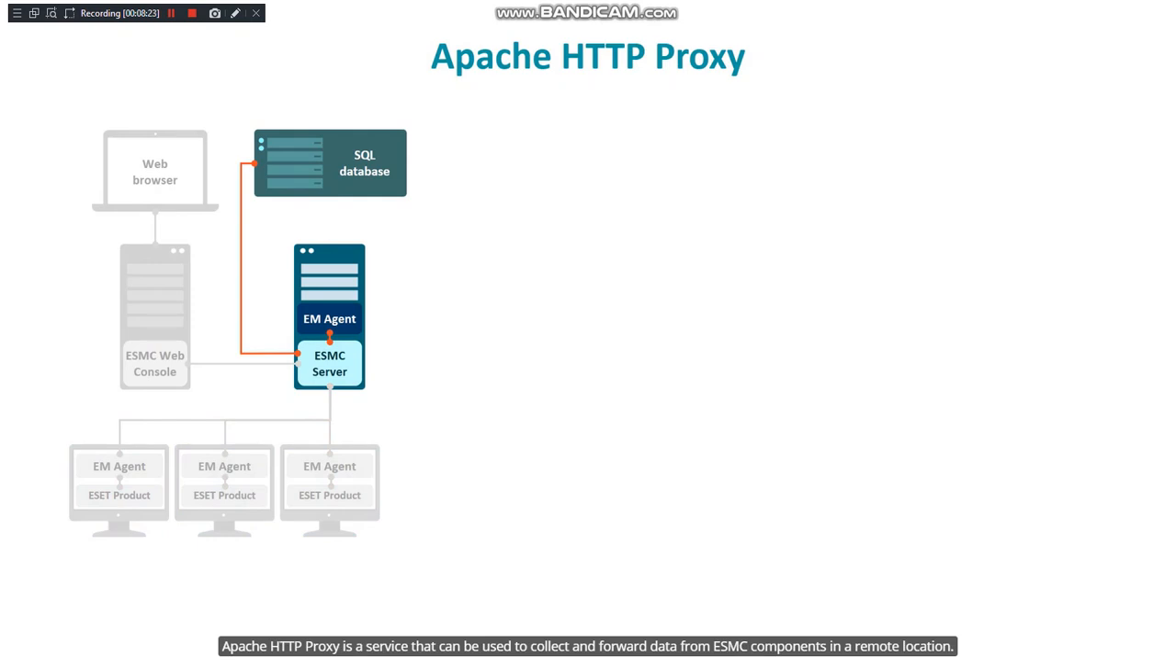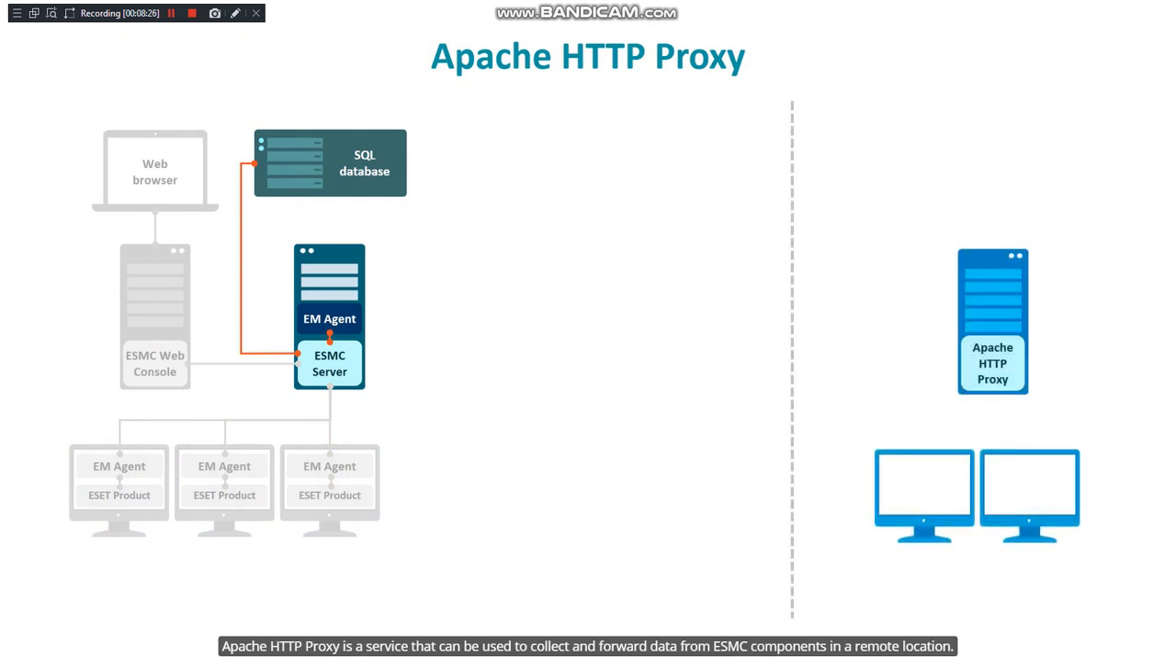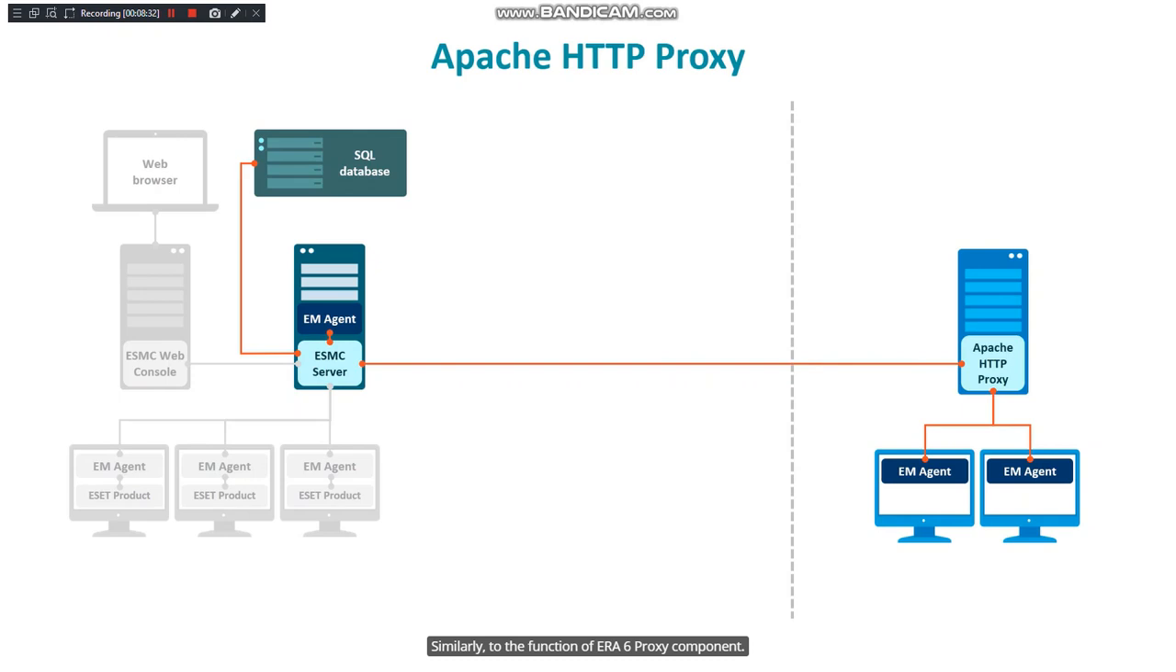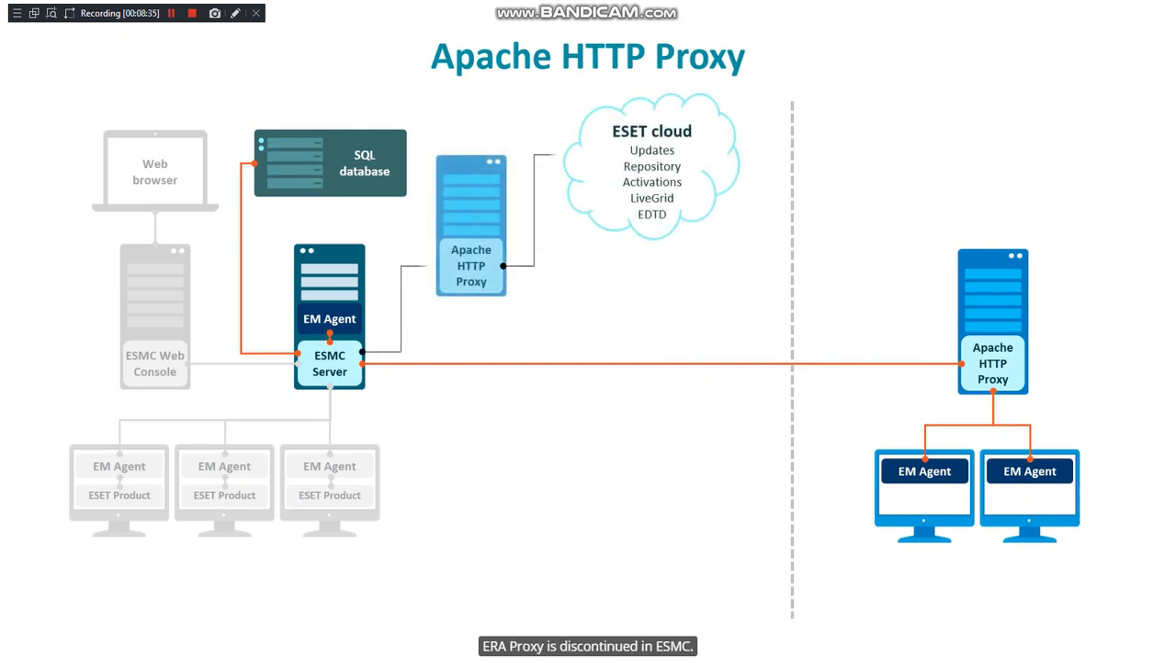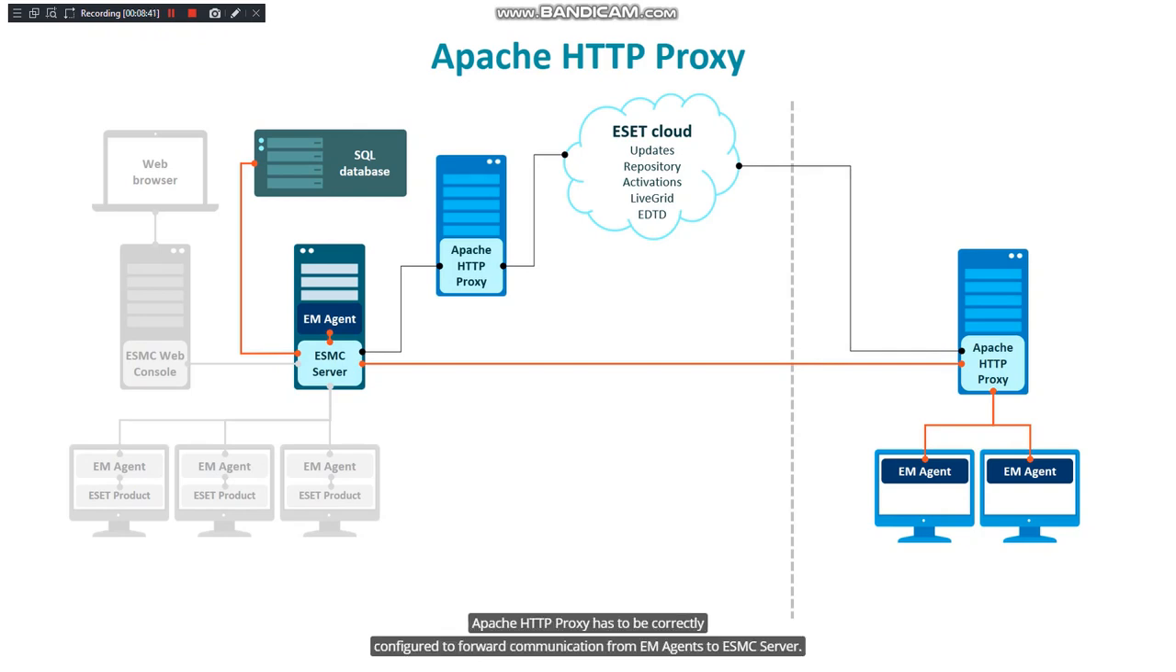Apache HTTP proxy is a service that can be used to collect and forward data from ESMC components in a remote location, similarly to the function of ERA 6 proxy component. ERA proxy is discontinued in ESMC. Apache HTTP proxy has to be correctly configured to forward communication from EM agents to ESMC server. Compared to ERA proxy, Apache HTTP proxy is just forwarding communication and it is not temporarily caching the data. There is no database, like there was with ERA proxy. There is no connection interval, data forwarding is immediate.